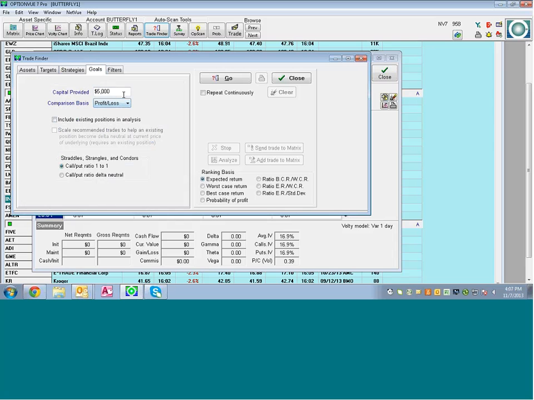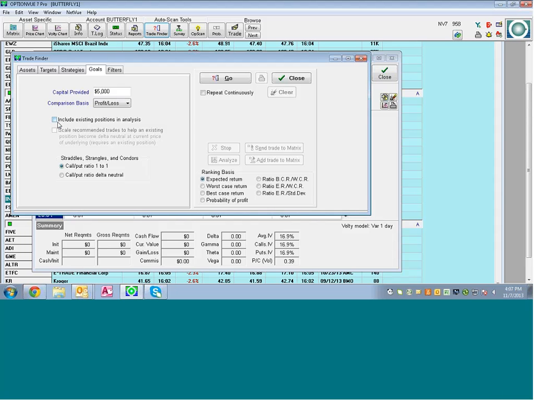Now let's go to the Goals tab. I'm going to give it a capital provided of $5,000, that means I'm using $5,000 for just this one trade, not for my entire trading portfolio, but just for the trades that I want TradeFinder to come up with. And with this amount, it's going to recommend the correct number of buy and sells that would utilize my capital provided. I can compare the results based on profit and loss, which would give dollar amounts, yield, which would give percentage amounts, or an annualized yield. I like to see dollars and cents, so I'm going to go look at profit and loss.